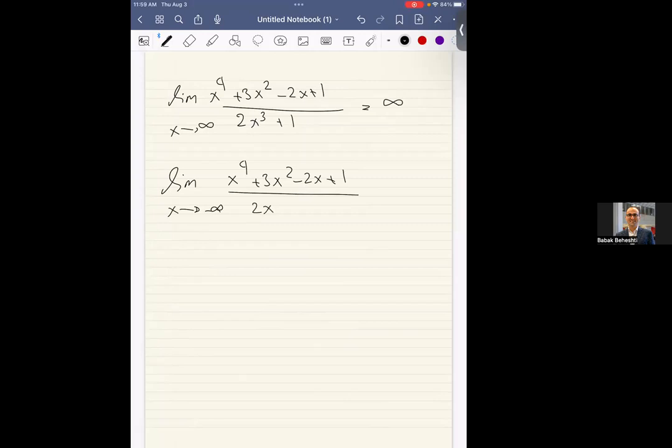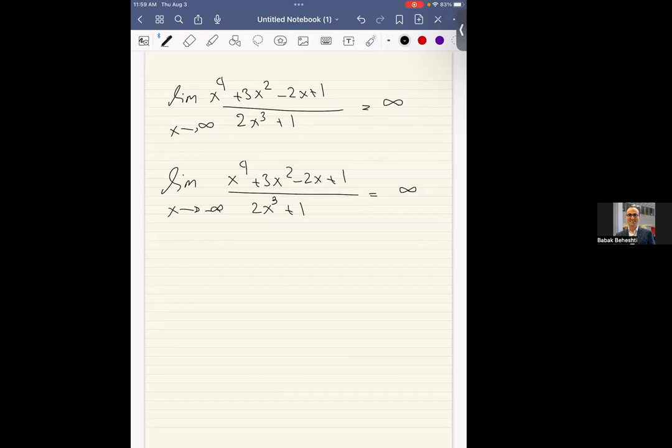So again, the limit is infinity, but it could be negative infinity. Now we just need to find the sign. So again, look at the numerator. When x is a very large negative number, the numerator is negative. You agree? So positive, sorry.